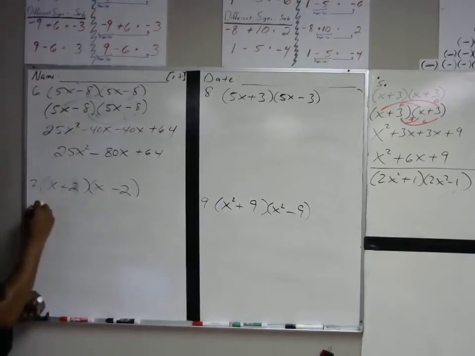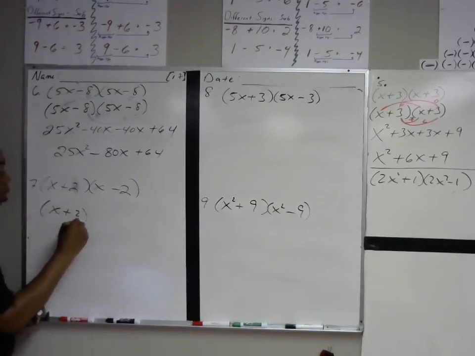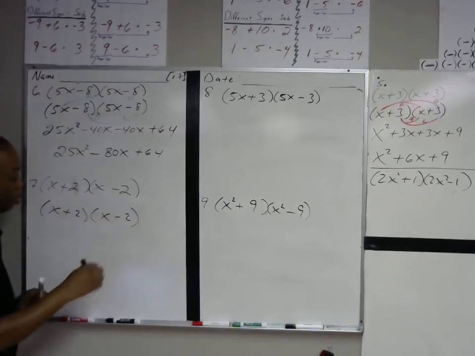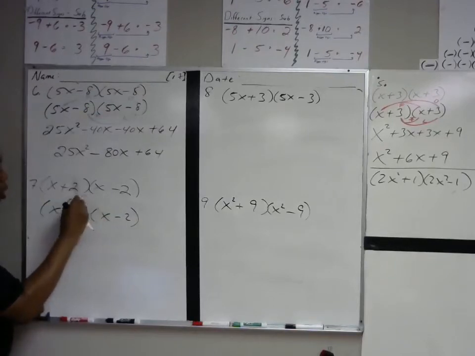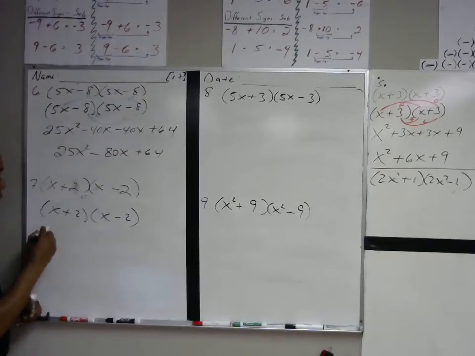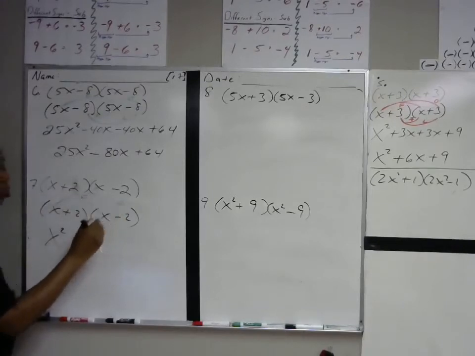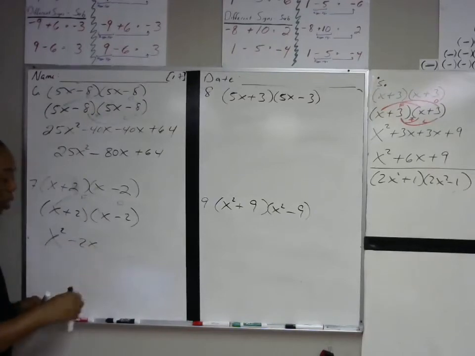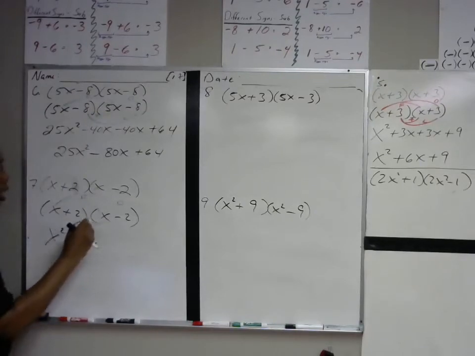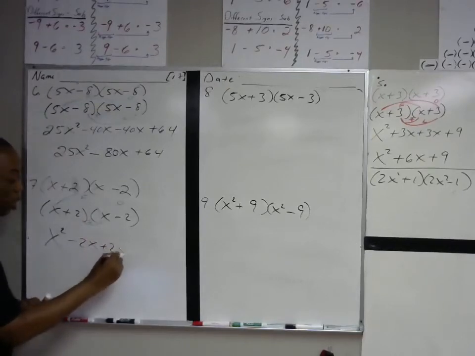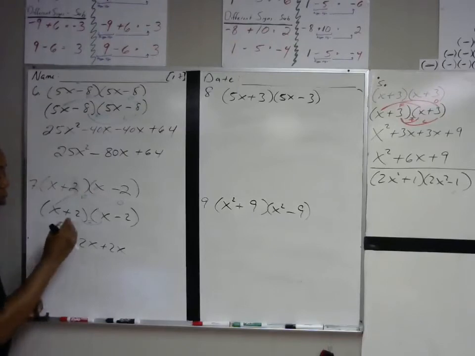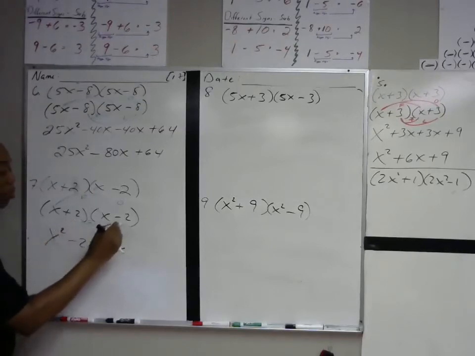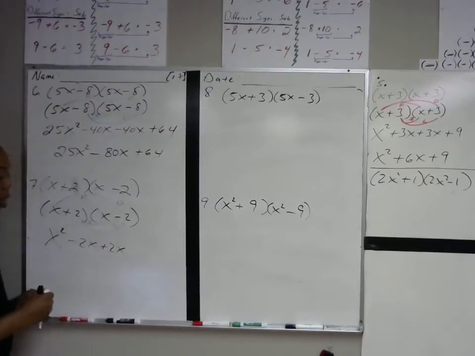Okay, let's preserve the integrity of the original problem. And we're going to multiply the first terms together, x times x, so we get x squared. We will multiply outside terms and get x times negative 2, well, that's negative 2x. Multiplying the inside terms, which is 2 times x, gives us positive 2x. And lastly, we're multiplying the positive 2 times the negative 2. That'll give us a negative 4.